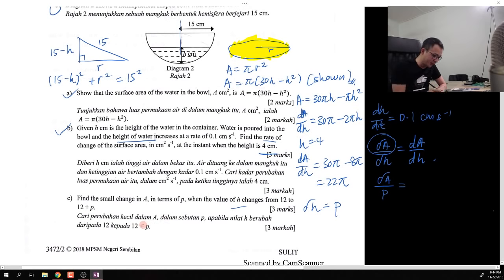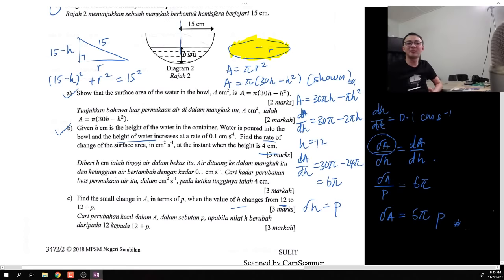In this case, my H value actually is 12, right? So I will substitute the 12 into my dA dH here. So here we'll change a little bit, because just now it was 4, right? Now it's 12, so it'll be 30 pi minus 24 pi. Then I will be left with 6 pi here. So I have my dA dH will be 6 pi. I want to find my change of A, so I just move my P to the other side, and it will be 6 pi P. Done. Alright, small change basically is very easy if you understand what is small change.